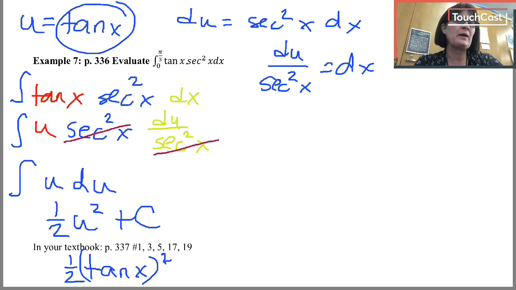Now I can put my limits back on. This is an antiderivative in terms of x. I'm going to put my limits back on. I'm going to evaluate that from 0 to pi over 3.